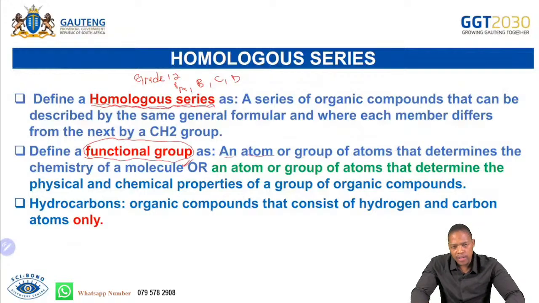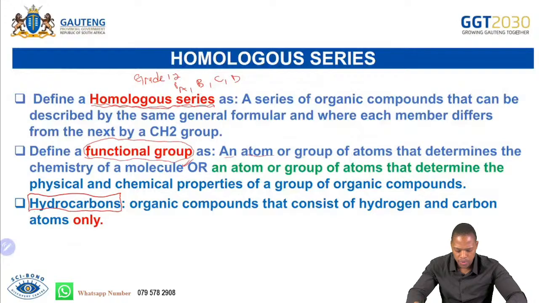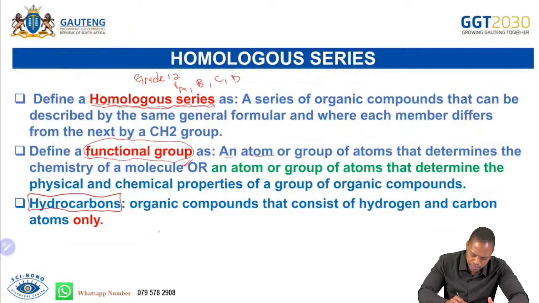Another definition that I want us to know, which I will be talking about a little bit later on, is hydrocarbons. What are hydrocarbons? Well, in definition, we say hydrocarbons are organic compounds that consist of hydrogen and carbon atoms only. The definition is actually in its name: hydrocarbon.